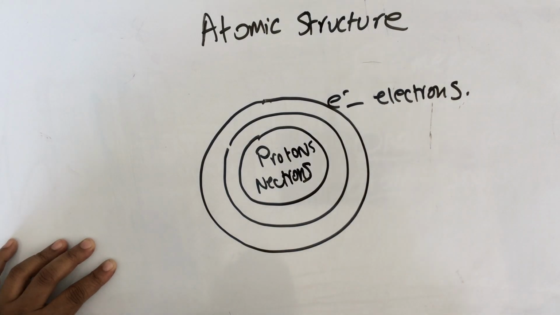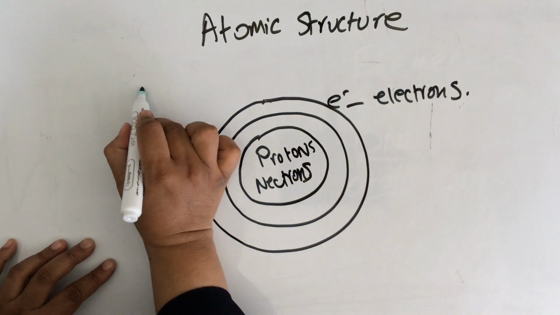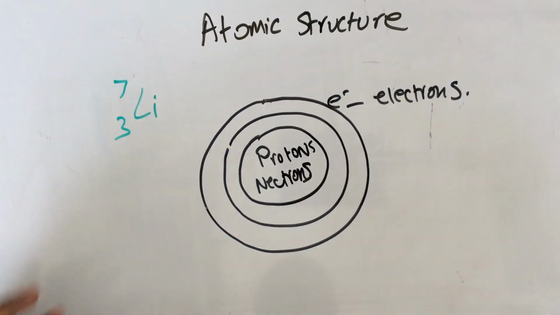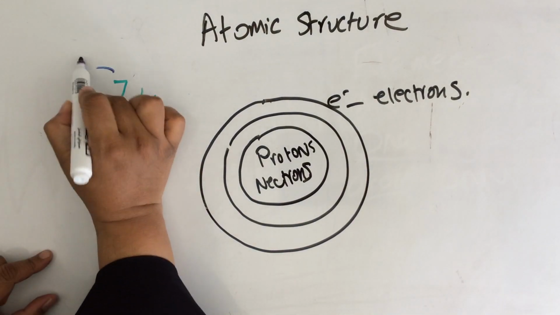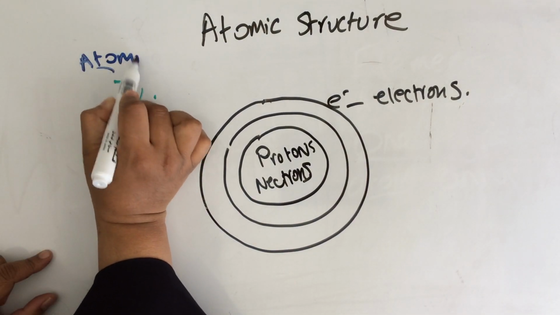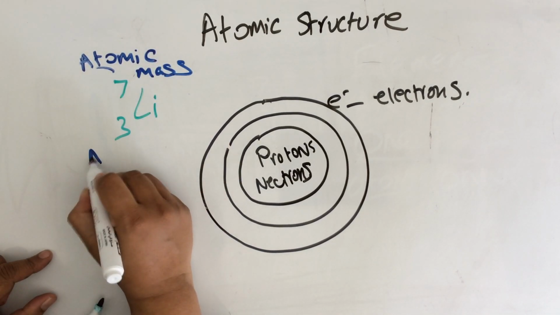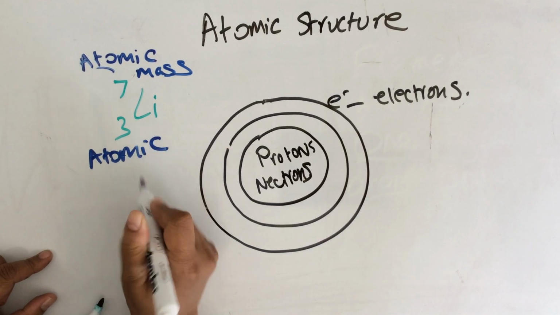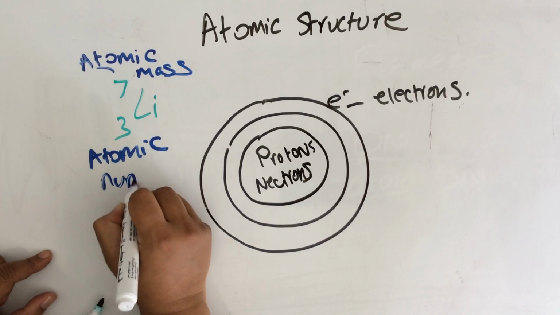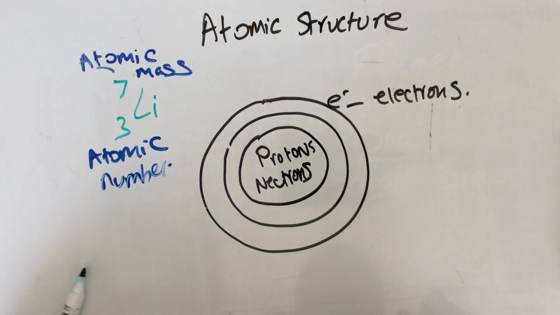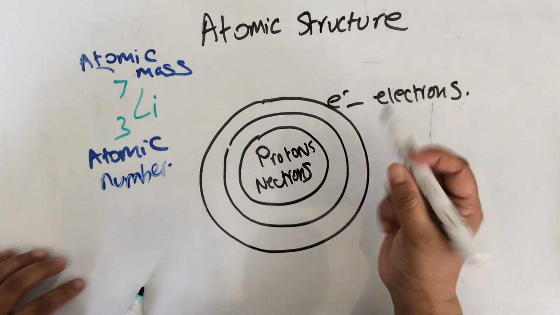So if we go back to what lithium was, we said lithium, this is the atomic mass, and the bottom one was the atomic number. Okay, so let's go on the structure again of the atomic structure.